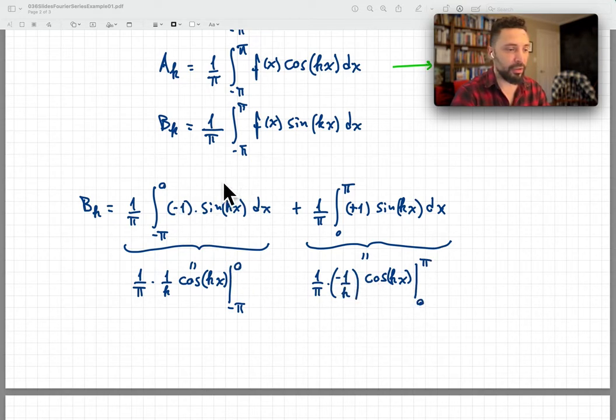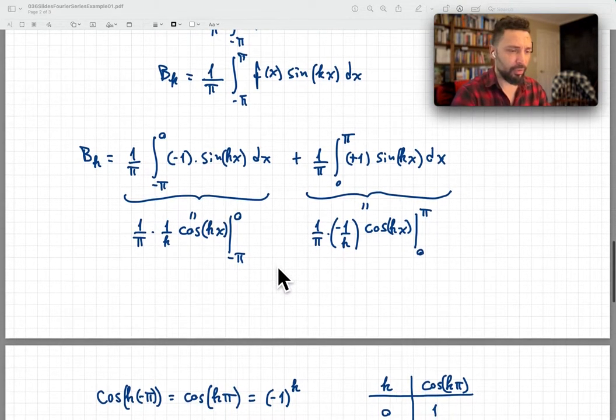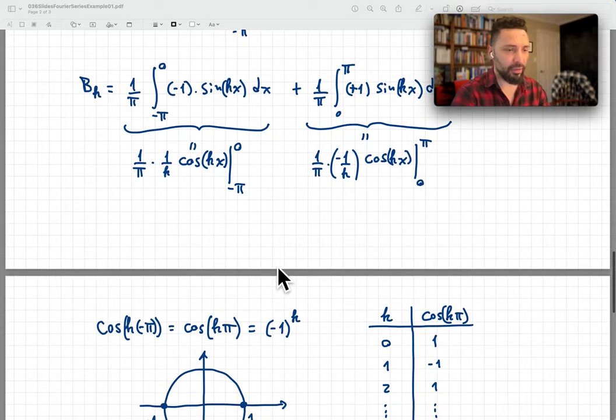So the integral here takes care of this minus sign, and it disappears down here, but here we have a +1, and so when we do the integral, we get an extra minus sign. And that actually plays a role. So let's go ahead and evaluate that and see what comes out of it.